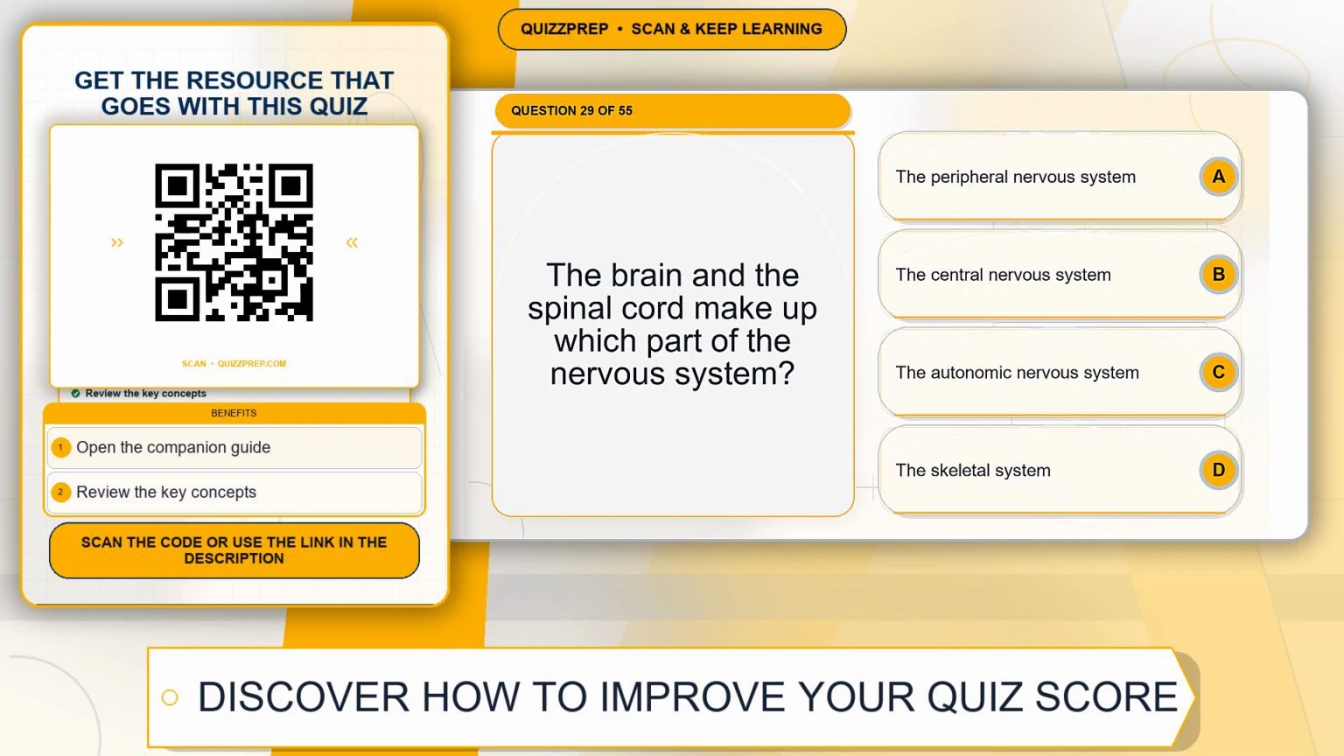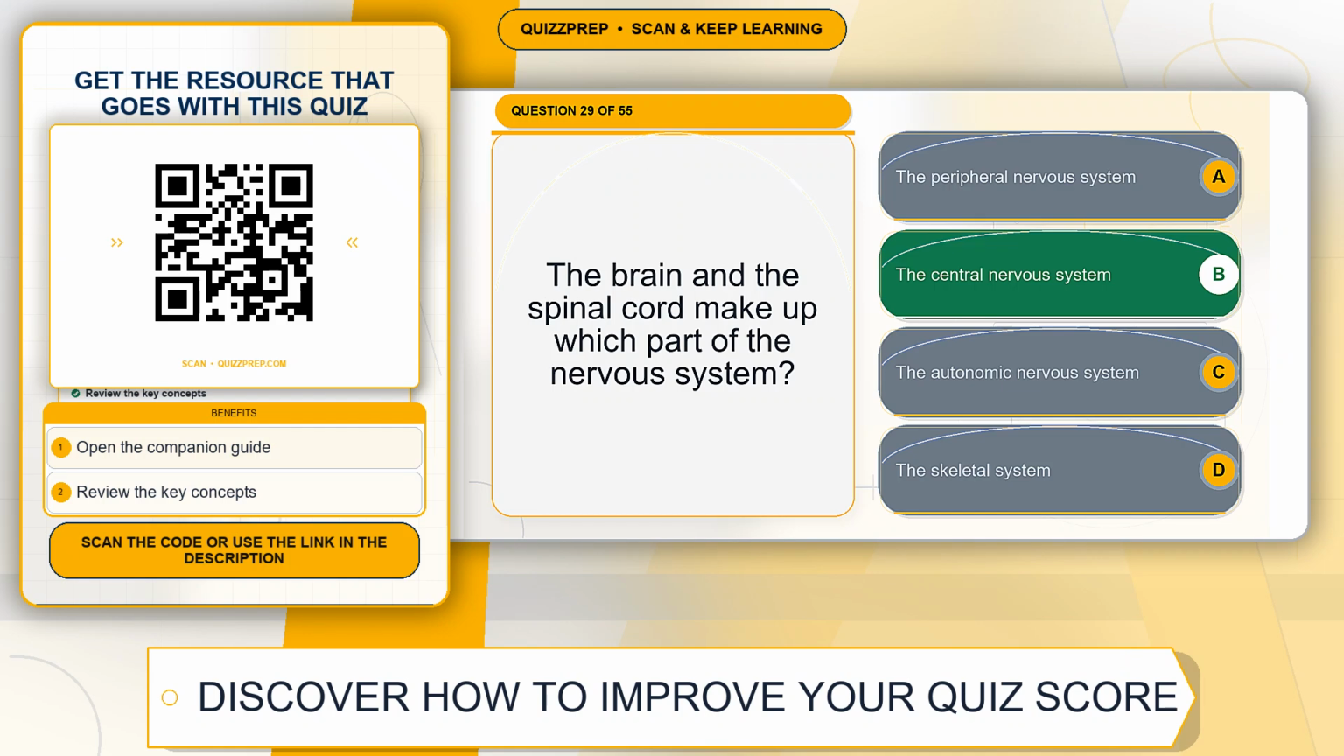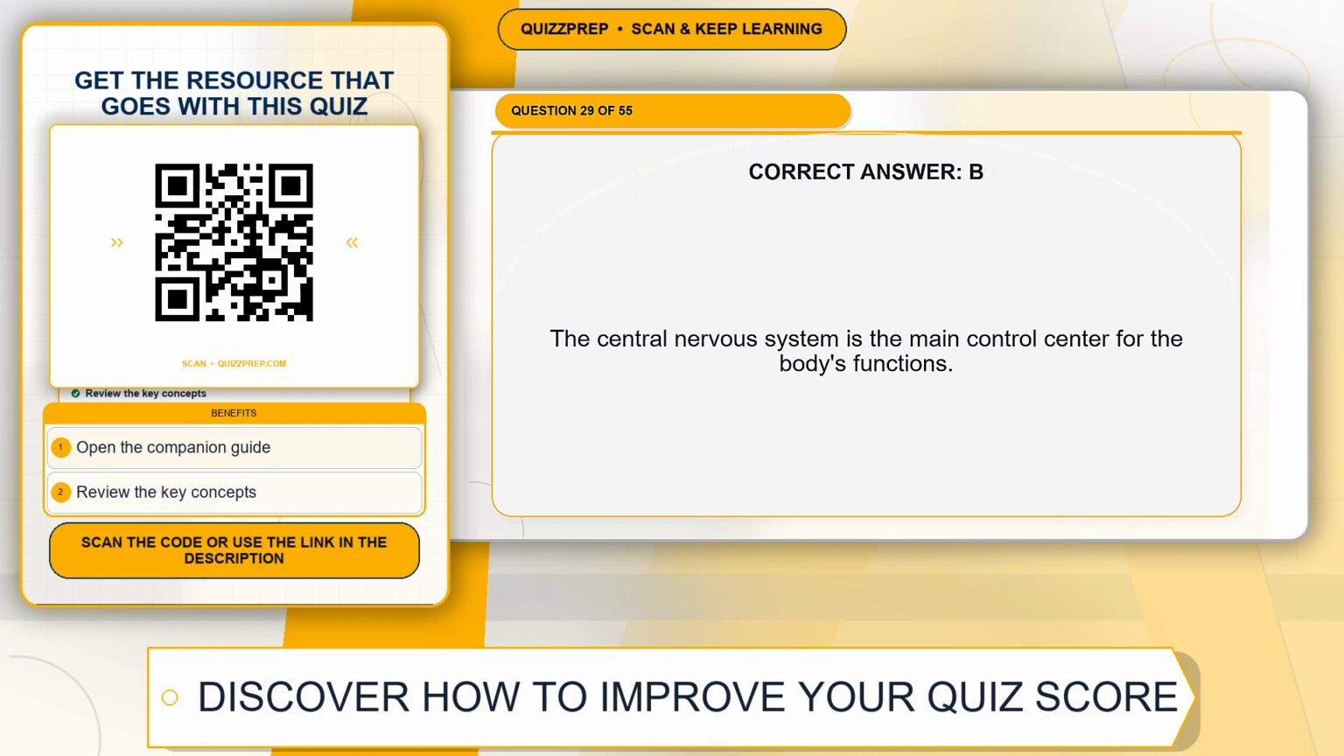Question 29. The brain and the spinal cord make up which part of the nervous system? Option A, the peripheral nervous system. Option B, the central nervous system. Option C, the autonomic nervous system. Option D, the skeletal system. The correct answer is option B, the central nervous system. Explanation. The central nervous system is the main control center for the body's functions.